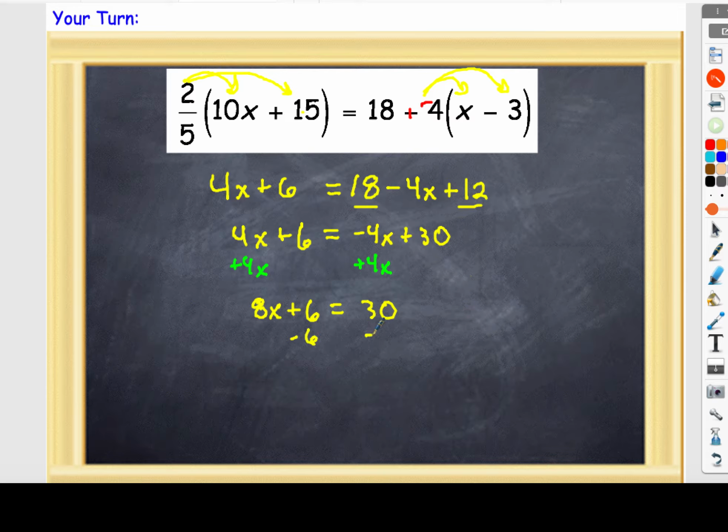Another two-stepper left to go. Let's subtract 6 from both sides. 8x equals 24. And divide by 8. Close to the bottom of the screen here. x equals 3, I believe, is going to be our good final answer.